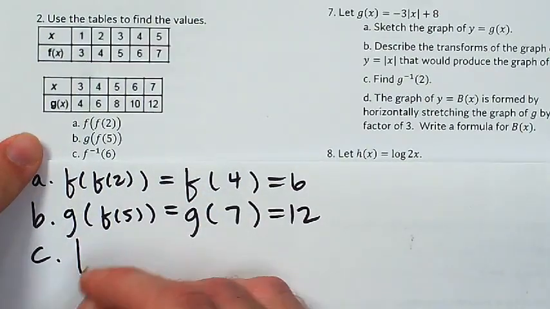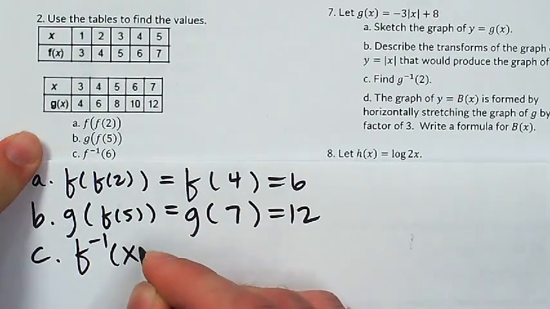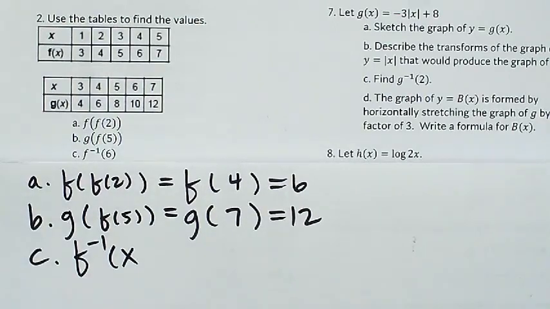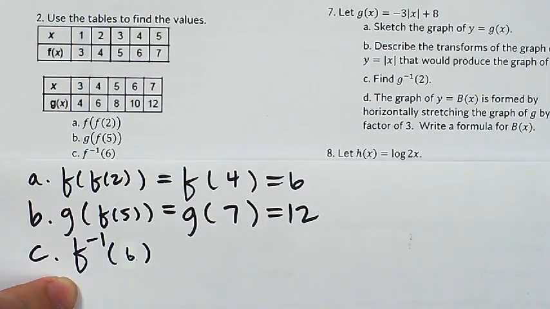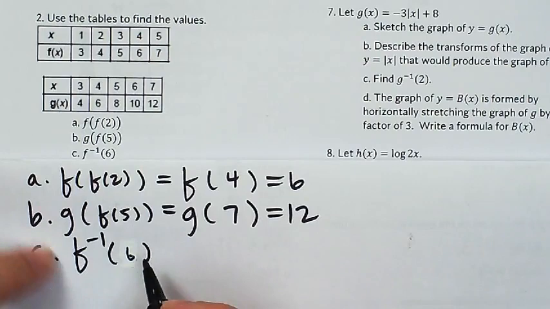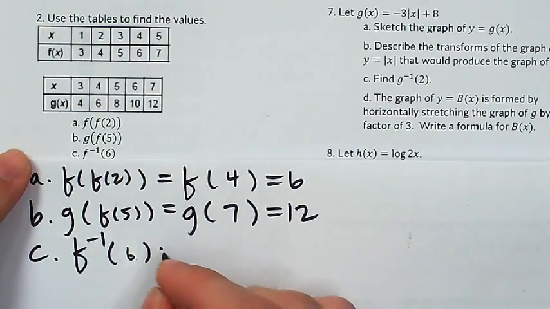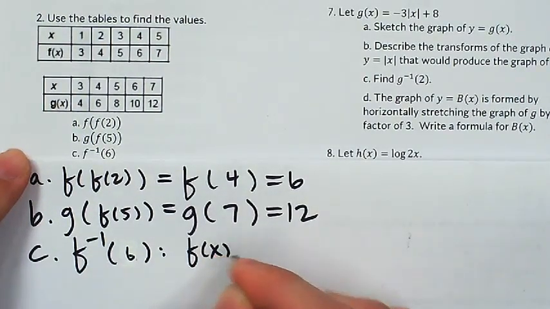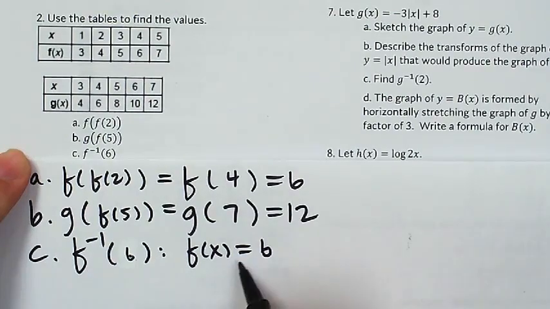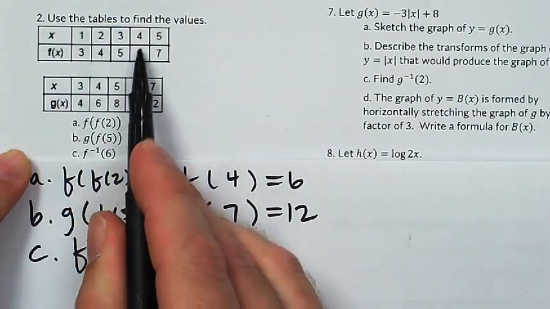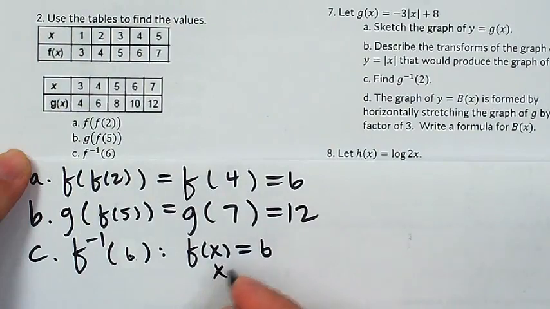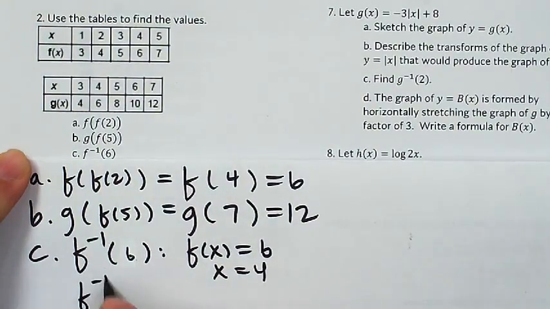C is f inverse of 6. Okay, not f inverse of x. So when we're confronted with a problem that says f inverse of a number, what we're going to do is set f of x equal to that number, and solve for x. Okay, so f of x is equal to 6 right there, and that would be at 4, x equals 4, and I can conclude that f inverse of 6 is equal to 4.